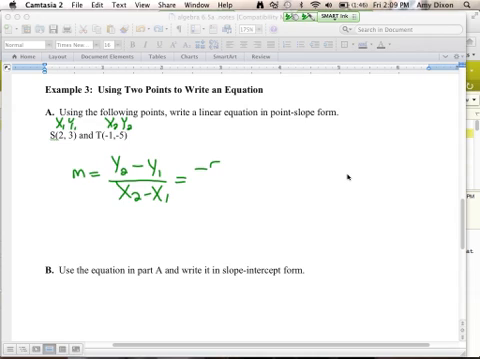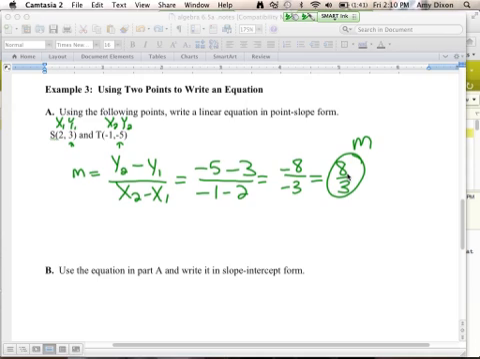So we're going to get negative 5 minus 3. I pulled them from here, here, over x2 minus x1. That's negative 1 minus 2. So on the top we're going to have negative 8 over negative 1 minus 2, which is negative 3. So our slope is going to be 8/3. It's positive because both the numerator and the denominator were negative. So it's a positive 8/3. So we now have an m.